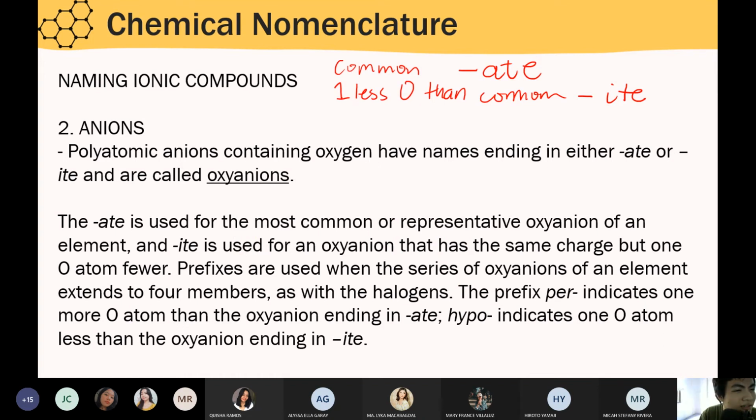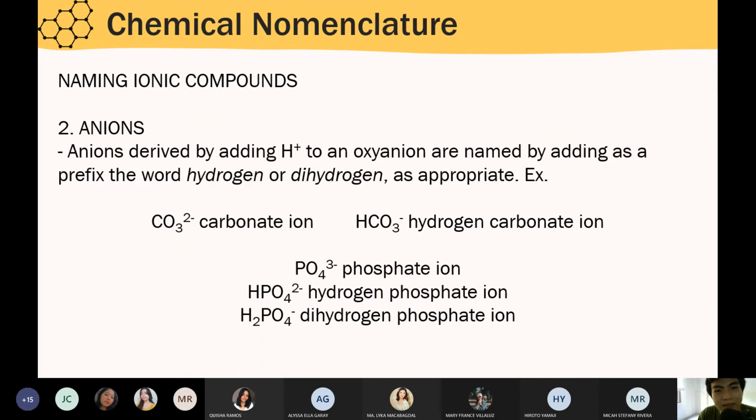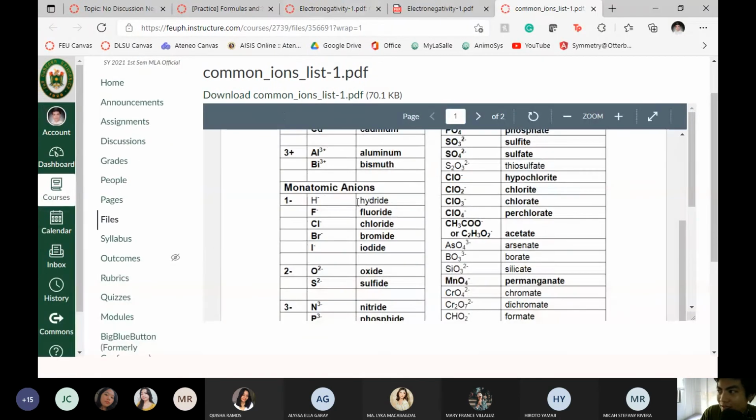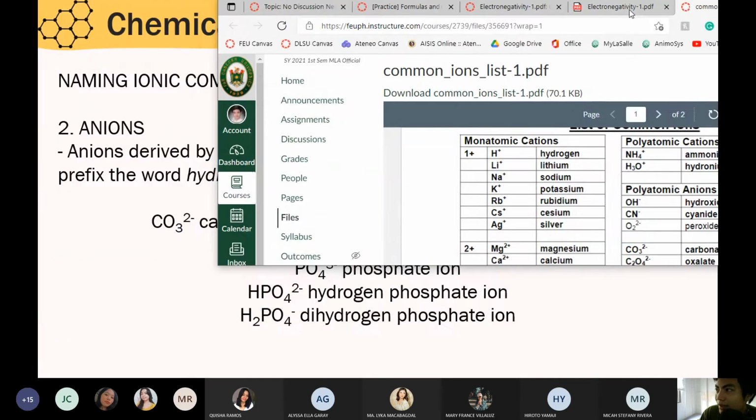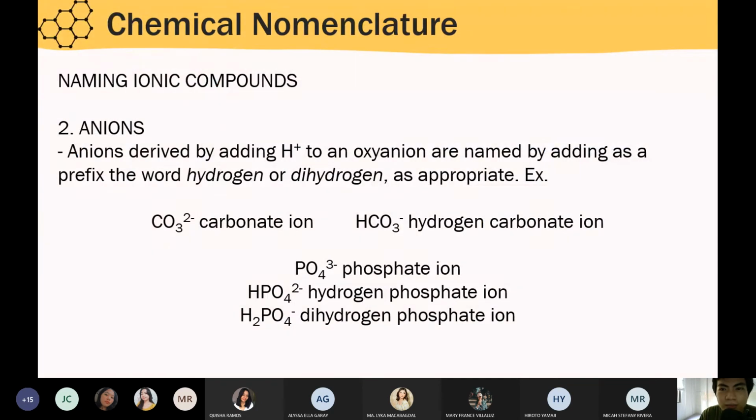Now let's proceed with the next rule. There are a lot of rules. Again, you just have to memorize all these things. You have to memorize the rules, especially the common oxyanions. All of them can be found in your Canvas. If you have a periodic table that has a list of ions at the back, that's better. Now let's proceed with the last rule.